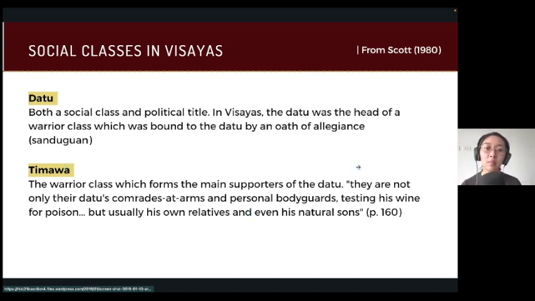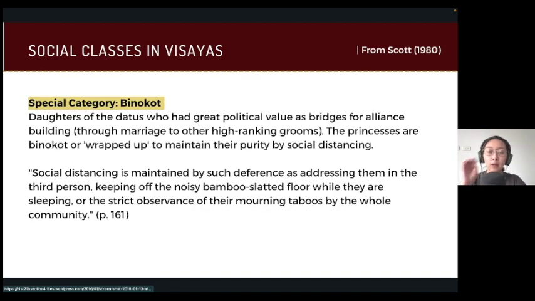And they're very intimate with the Datu, no? They're not only comrades in arms and personal bodyguards, but they also test his wine for poison, and often they're blood related. They're his own relatives and his own natural sons. Now, among the ruling classes, there's a special category called binokot.